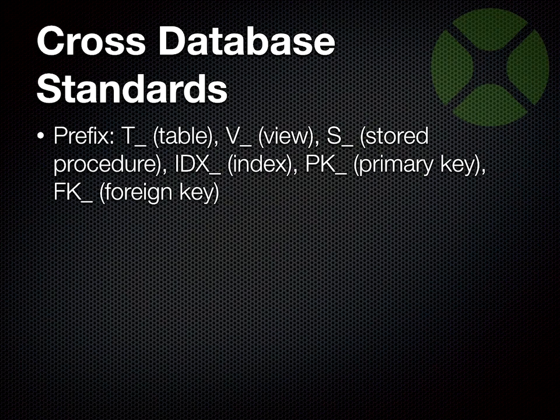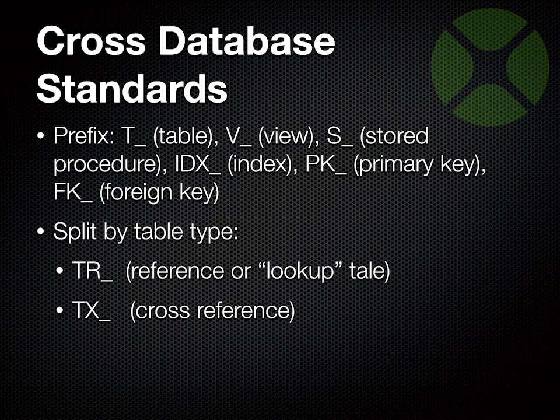We use these prefixes across all our database projects. T for table, V for view, that sort of thing. On the tables, we have three different types of tables. If the table is just a reference table, a lookup table, like an ID and a description, things like status tables, we use TR as a prefix. If it's a regular table, it's T. And then going back to the earlier question, if it's a table that's resolving a many-to-many, it's a cross-reference table, and those are named TX.